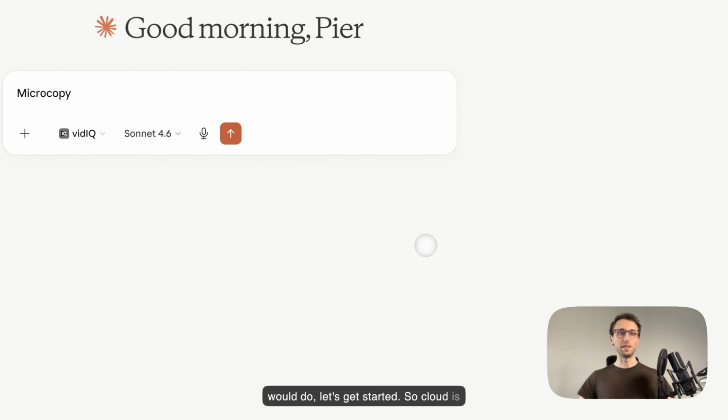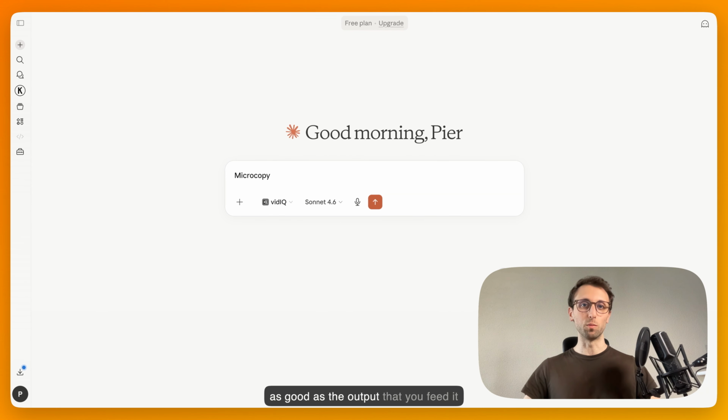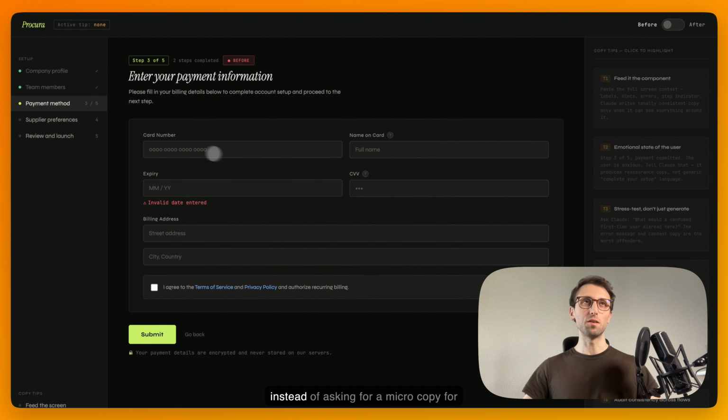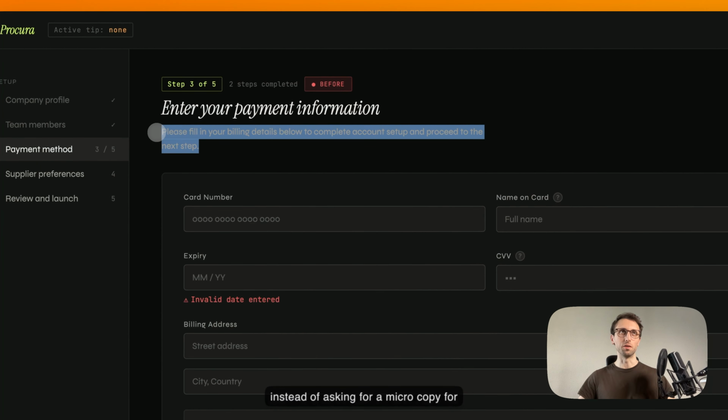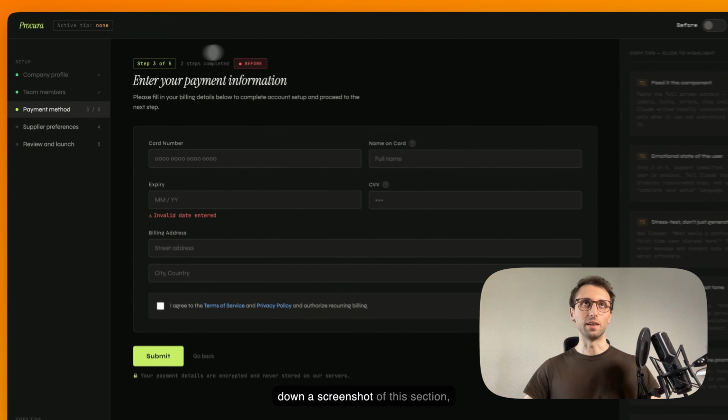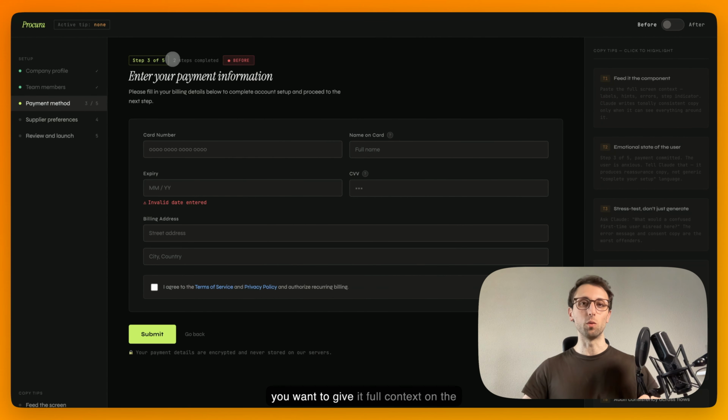So, Claude is only as good as the input that you feed it. What you want to do, first of all, is to give context as much as you can. So instead of asking for microcopy for just this specific section and just sending a screenshot of this section, you want to give it full context on the project, because that is going to change the impact of the microcopy. So that would be the very first and easy tip.